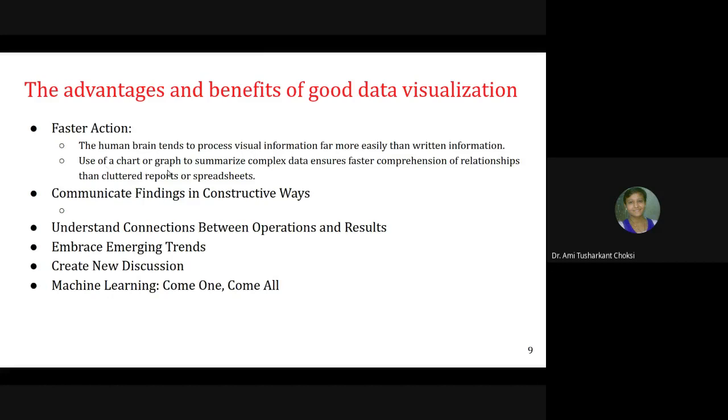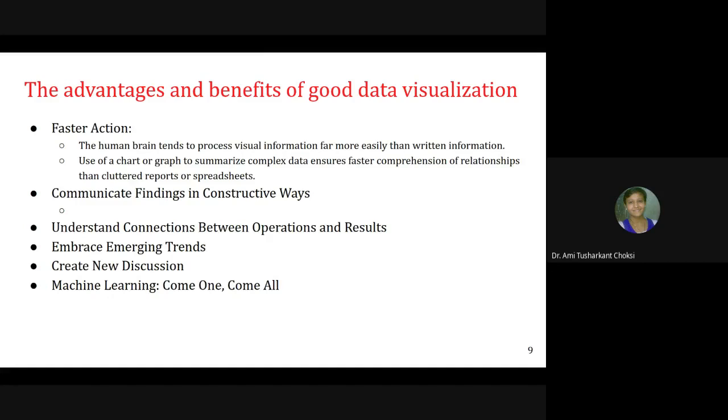Use of a chart or graph to summarize complex data ensures faster comprehension of relationships than cluttered reports or spreadsheets. Right? It is obvious: pictures, or you can say visual presentation, always make the effect, isn't it? Communicate findings in constructive ways, right?